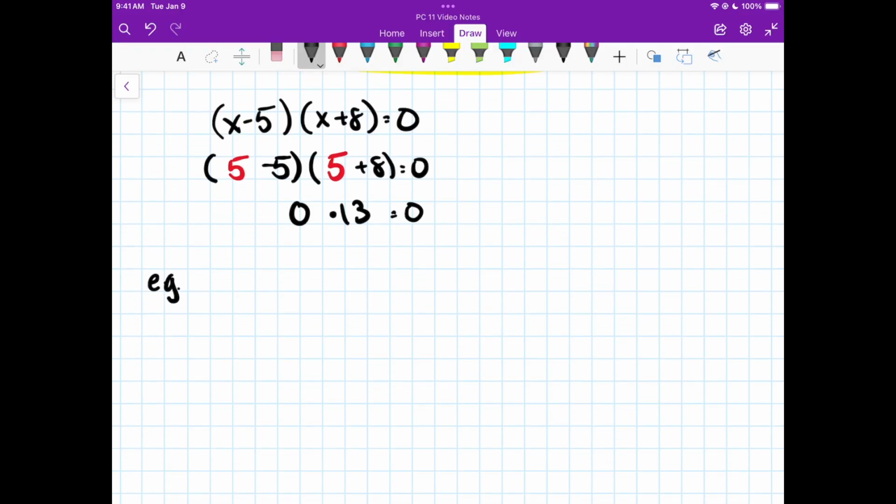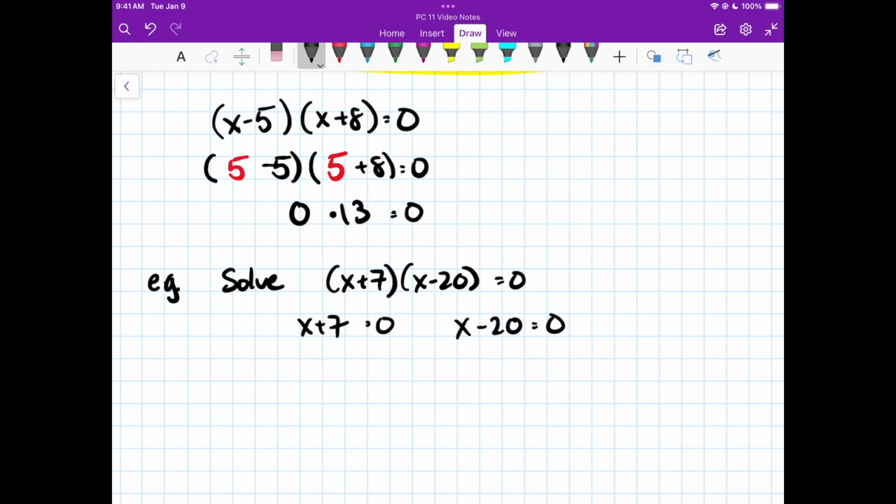And so if we try this again, say we wanted to solve (x + 7)(x - 20) = 0, I basically just take this and I say, all right, well, this means either my first thing, x + 7, has to be 0, or my second thing, x - 20, has to equal 0. And then we solve those two things.